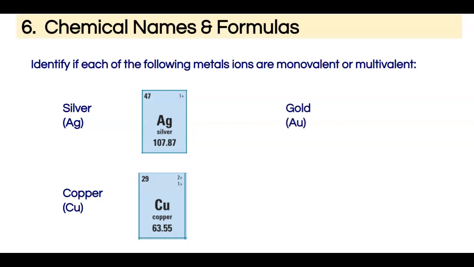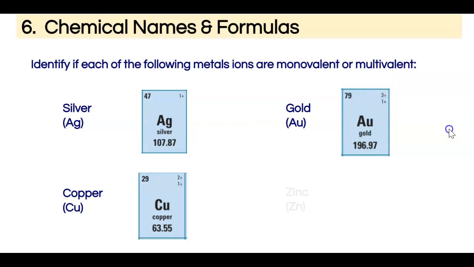Next, gold. And gold is a transition metal, so I want you to look in the transition metal area and try to identify whether gold is monovalent or multivalent. So finding gold on the periodic table, I can see that gold has 2 possible charges, making it multivalent.